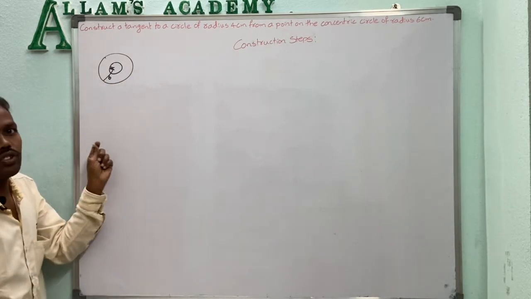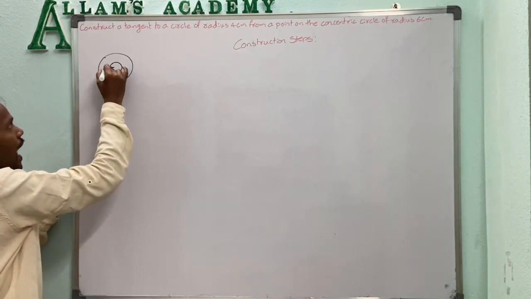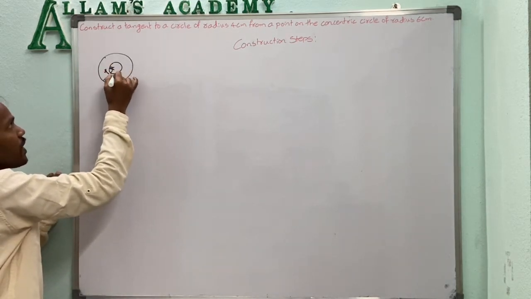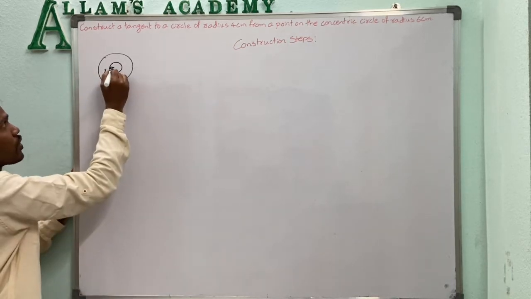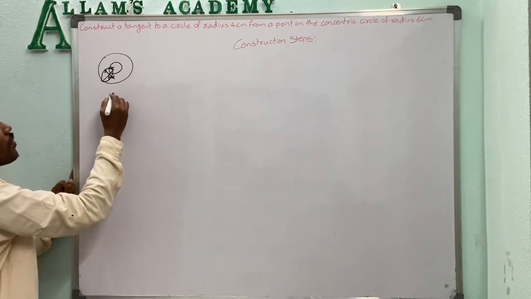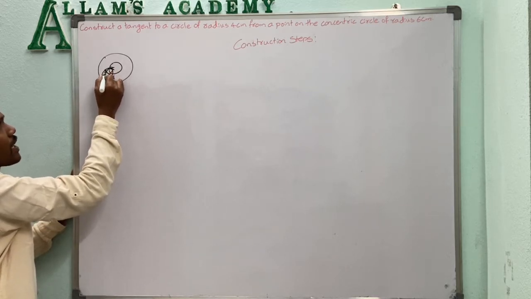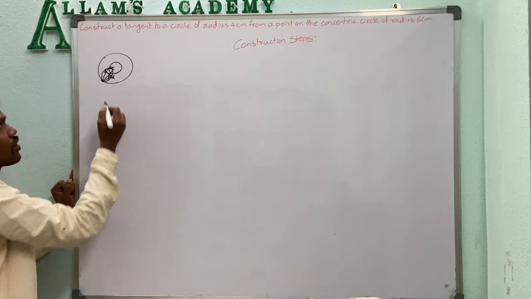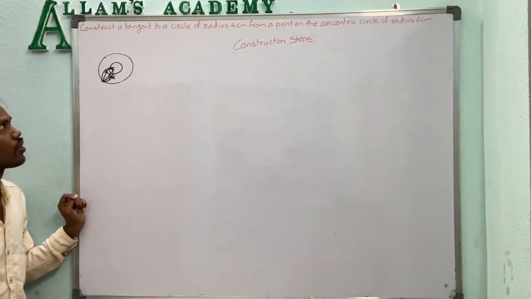Now what we have to do is bisect the line to the bigger circle, and where the bisector point is, with that point as center we draw the circle. Where it touches the smaller circle, from that point to the bigger circle point we have to draw the tangents. In this model we have to draw.